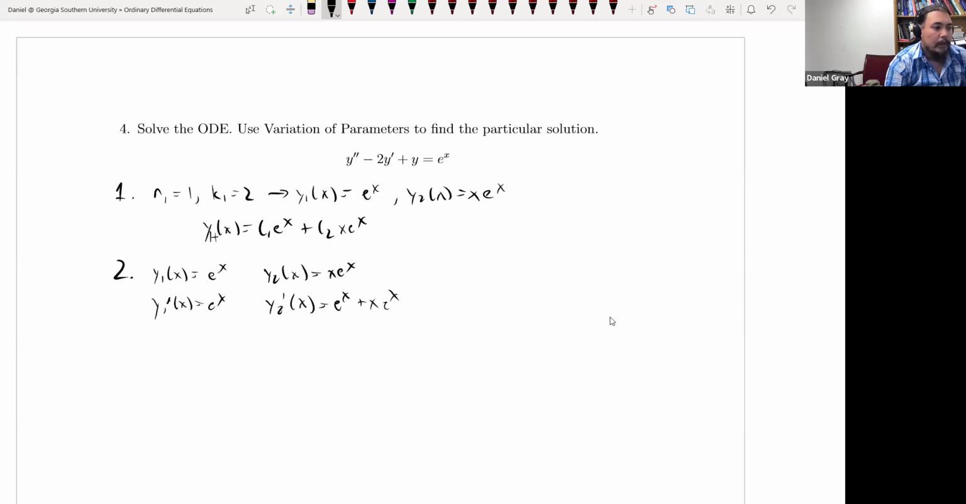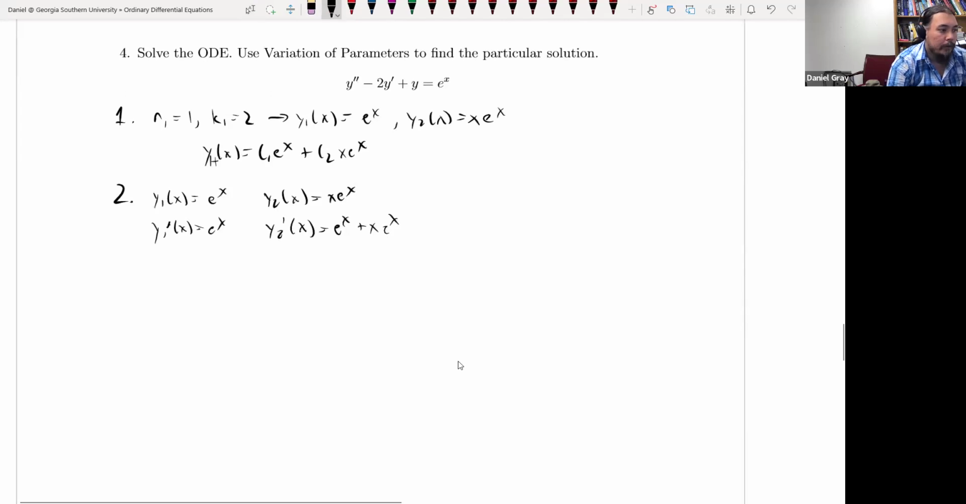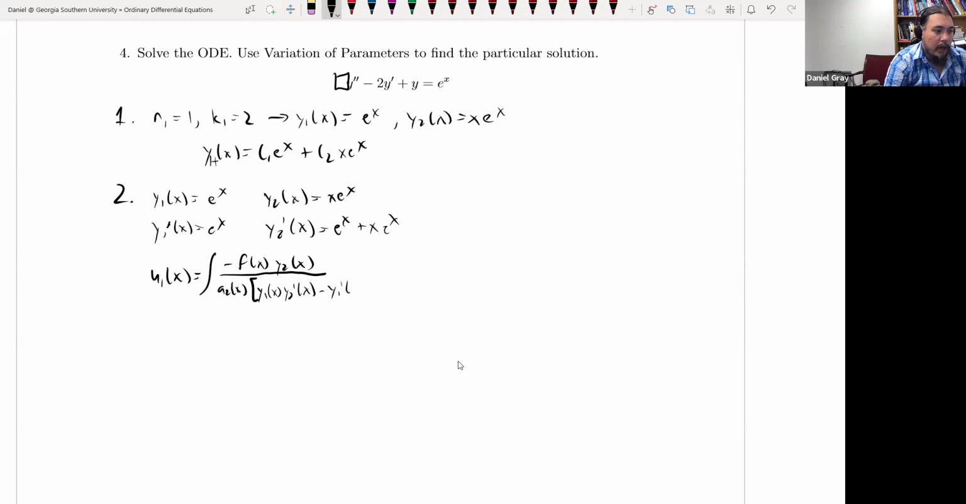Okay. Now, our u1 of x is going to be equal to the integral of negative f of x times y2 of x divided by, there's this a2 of x out front over here, which is just a coefficient on y double prime. In this case, it'll just be 1, right? But I'm just writing down the formulas here right now. So we have y1 of x times y2 prime of x minus y1 prime of x times y2 of x. Okay? And we're integrating that with respect to x.